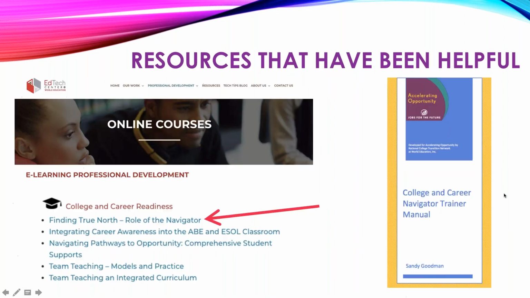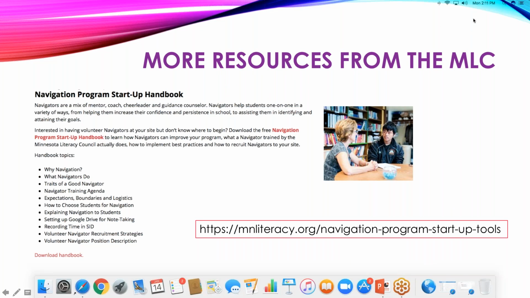And then the third, of course, is the MLC has gone through a lot of trouble to develop this navigation program startup handbook. In the summer, when Summer Institute was happening, I know Teresa, who developed this, was at Summer Institute talking about her process for developing their Navigator training for volunteers. And that has now been compiled into this handbook, which is available on the MLC's website. So you can see the link there in the red box. If you go to the MLC website, it's under volunteer resources and then online materials, I think, and it's this program startup handbook. So another great locally developed resource that you might find useful if you want to delve more deeply into this topic.